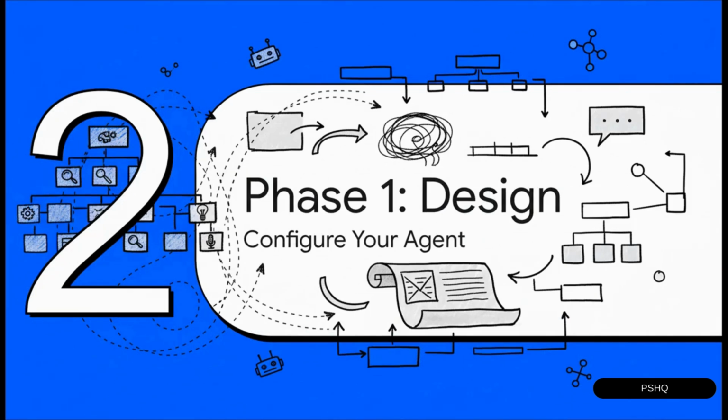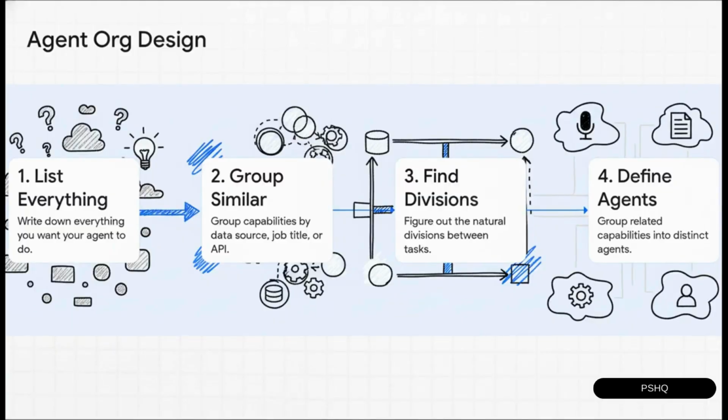Now, I know the temptation is to just jump in and start coding. We've all been there. But trust me, that is a recipe for disaster. A little bit of planning up front saves a world of pain later. Think of it like creating an org chart for your AI team before you hire anyone. You've got to define the roles and responsibilities first. So let's grab a virtual whiteboard.